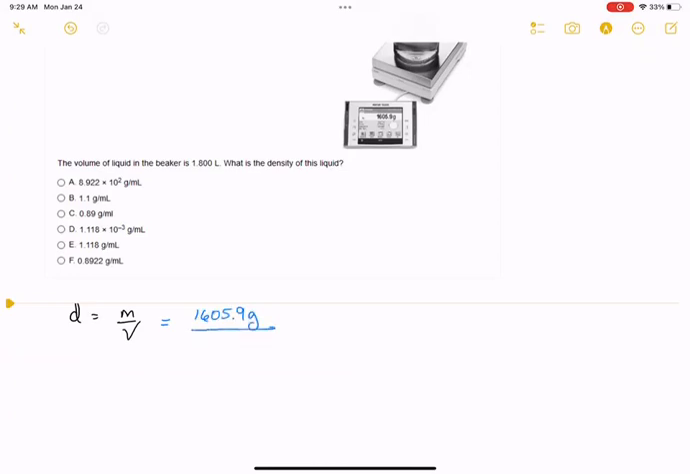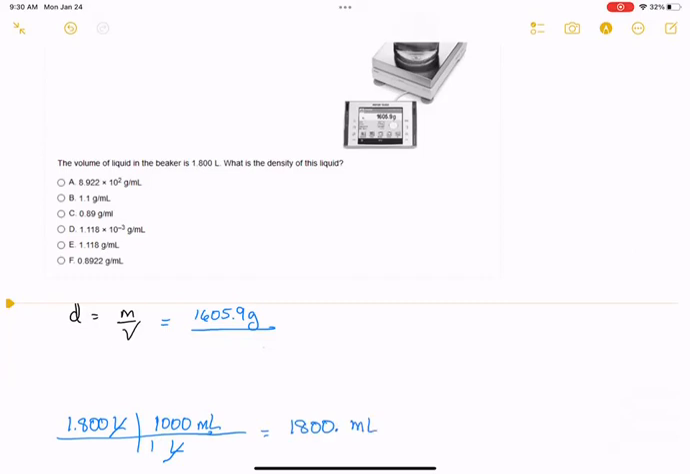And we know the volume because it's directly from our device, which was 1.800 liters. Now, what you do need to pay attention to is the units that it wanted it in, and it wanted it in milliliters. Well, there's 1,000 milliliters in 1 liter. I placed the liters in the denominator so that the unit would cancel, leaving me milliliters.